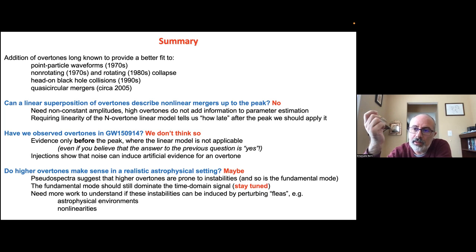So I would say sleep tight if you want to do spectroscopy with the fundamental mode. I think it's okay. If you want to look at the fundamental mode with L equal M equal 3, L equal M equal 4, again, sleep tight. If you want to do things with higher overtones and include many of them, we should worry.